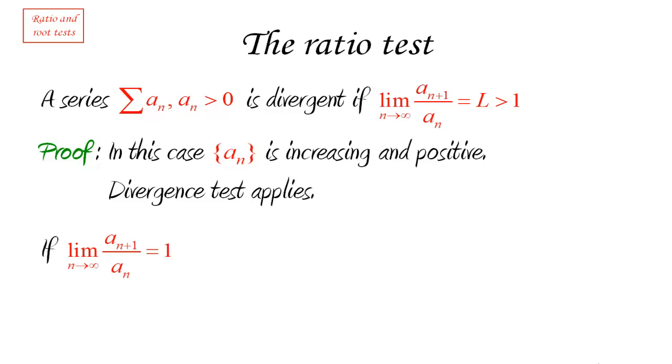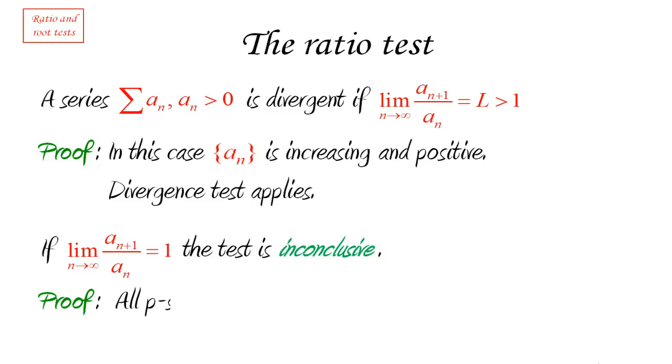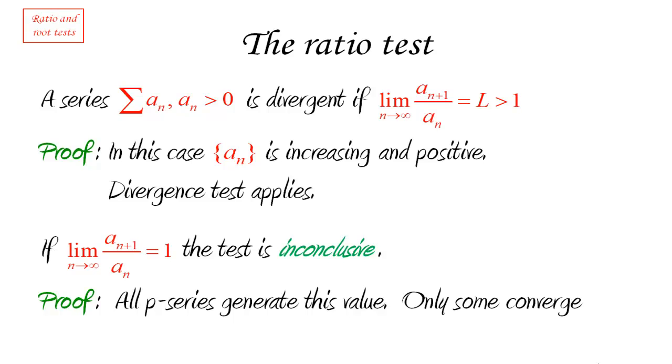Well, what if that limit is exactly 1? Well, unfortunately, in that situation, we're left stranded, because in this situation, the test is inconclusive. And to convince you of that, we're going to see in class that, in fact, if we apply this ratio test to a P series, we always end up with 1 as the limit. And we know that some P series converge, some diverge. Okay? So that tells us quite clearly that it's inconclusive. We don't know what's going to happen.